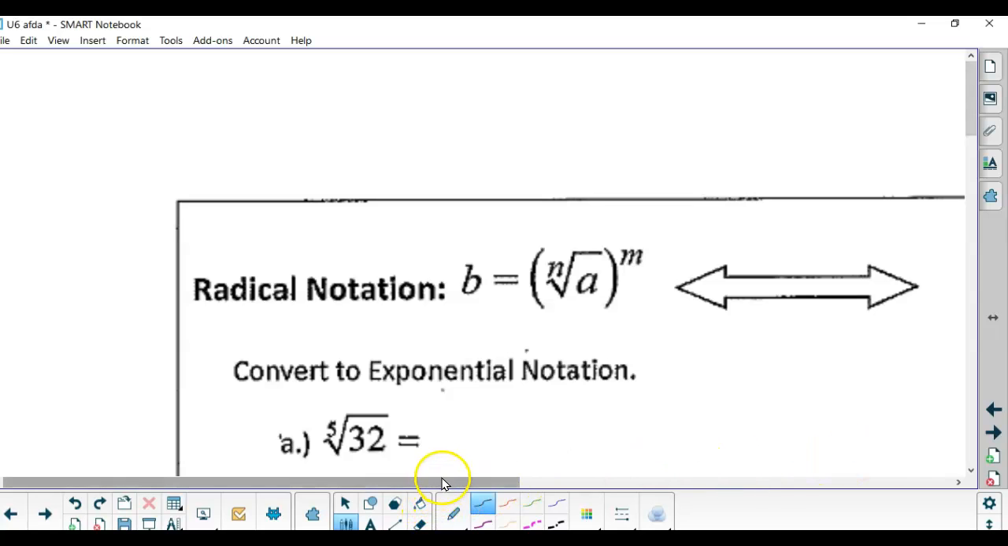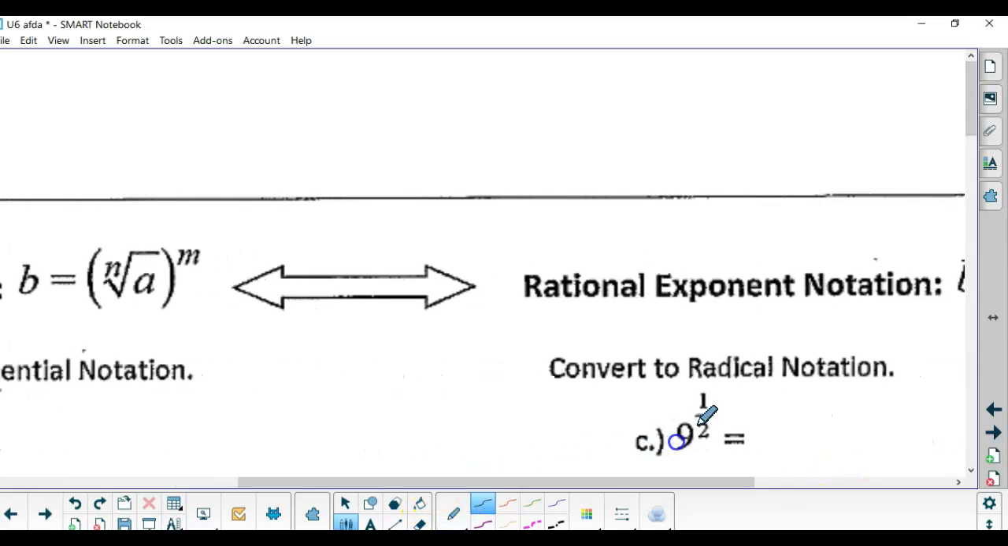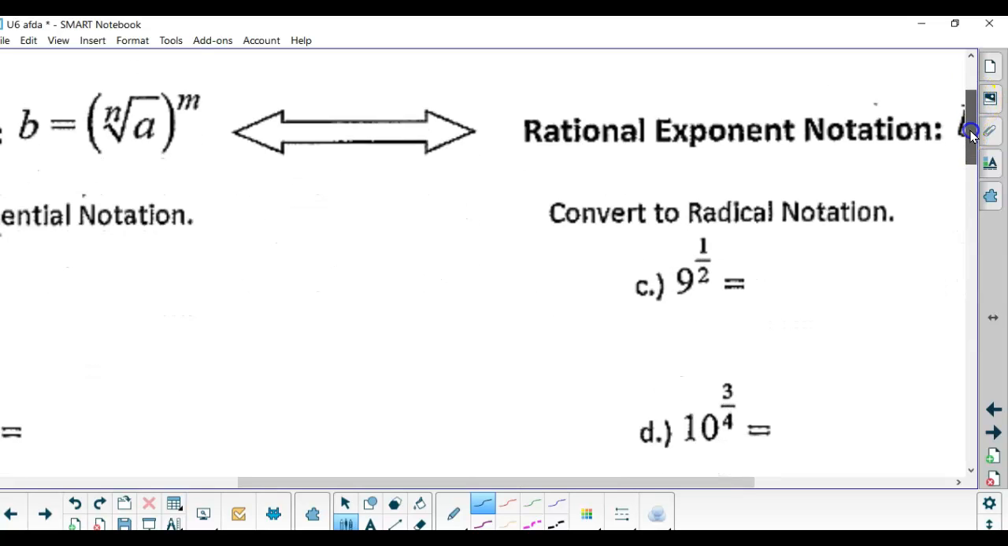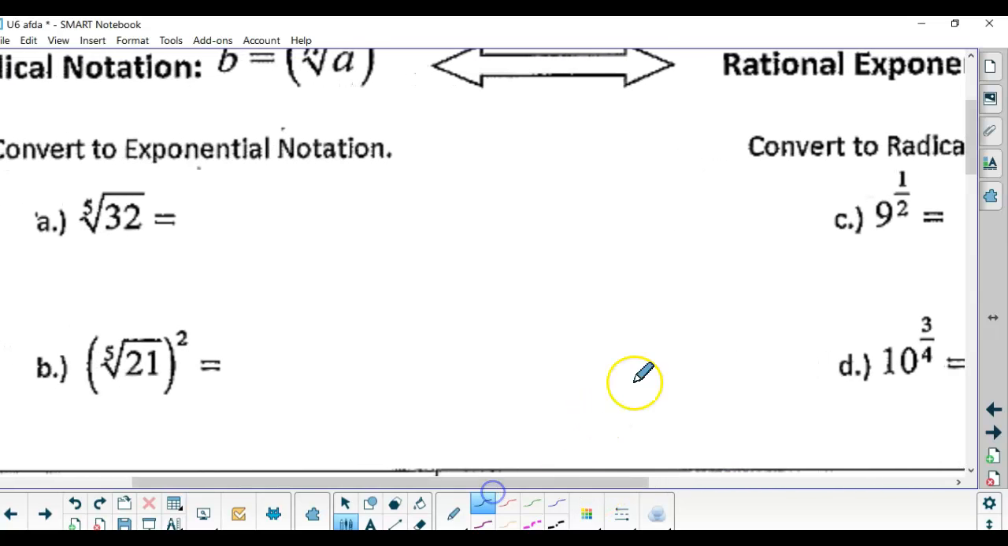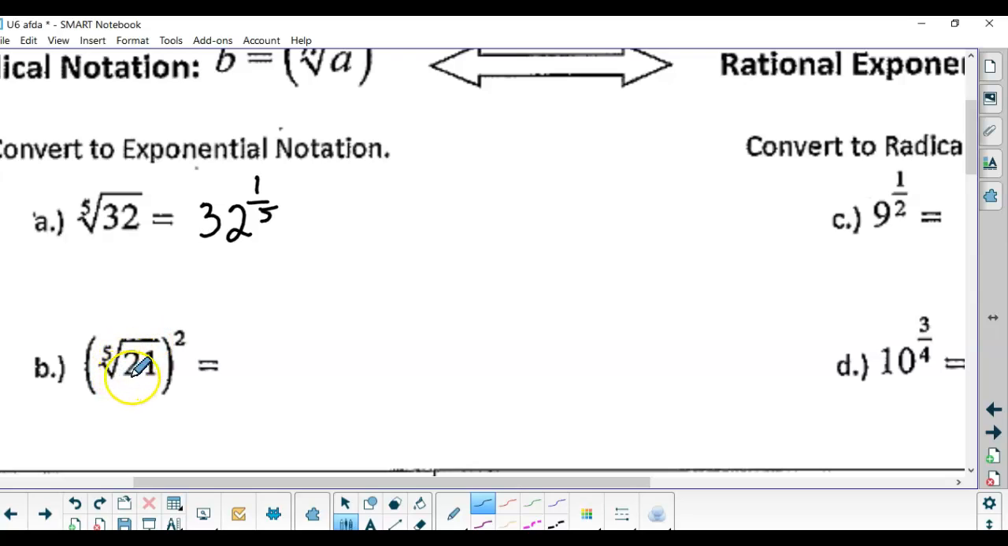All right, so now this is more of the same stuff in the notation conversions. It's the same thing, right? We need to convert those. We already did these. Well, let's convert them back. We only went one way, right? Now we're going to make them into fractions. So let's go ahead and do this. So this is 32 to the 1/5, because the exponent is 1, the root being 5. So let's look at letter B here. So this is 21 to the 2/5 power.